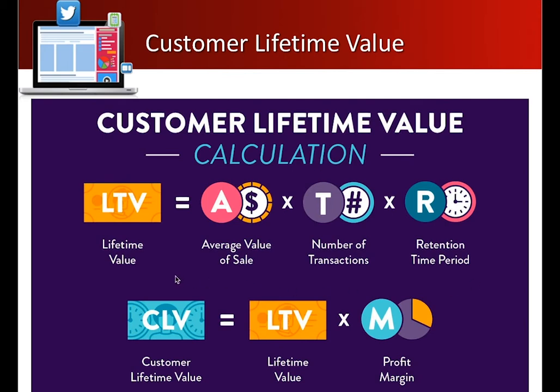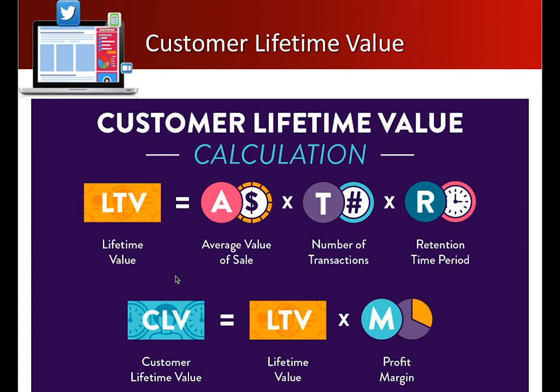Average value of sale is the average value per each transaction. So for example, if a customer comes to a pizzeria and buys one pizza for $10, and then a second customer comes to the same pizzeria and buys two pizzas for $10 each, the total sale would be $30, 20 plus 10. And then you divide that $30 by 2, it's 15. That would be your average value of sale. So that would be the average value per each transaction.